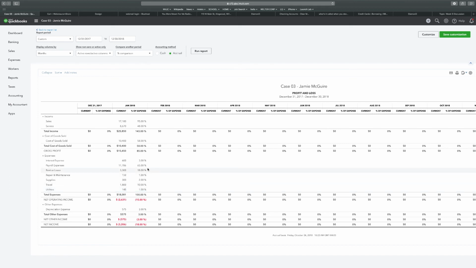Doesn't matter what industry you're in. If you only have a 1% expense in utilities, that's good. So it depends on what you're trying to measure. What you're trying to look at is how you're going to customize this report.